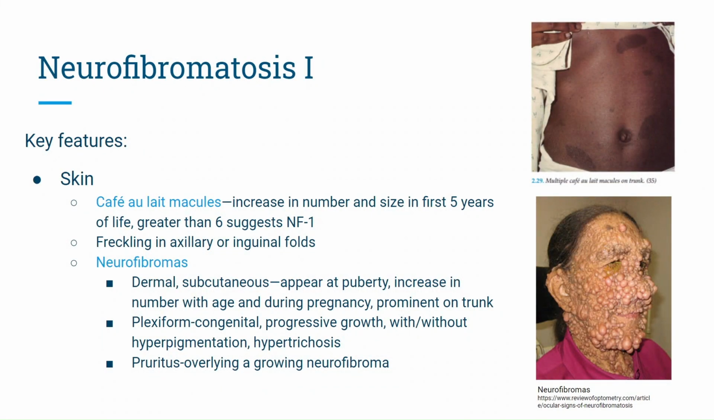Skin-wise, you're going to see cafe au lait macules. You're going to see increases in the number and size, especially in the first 5 years of life. If you have greater than 6, that suggests NF1. You're going to see freckling in the axillary or inguinal folds. You're going to see neurofibromas, dermal, subcutaneous. You could see plexiform, congenital ones.